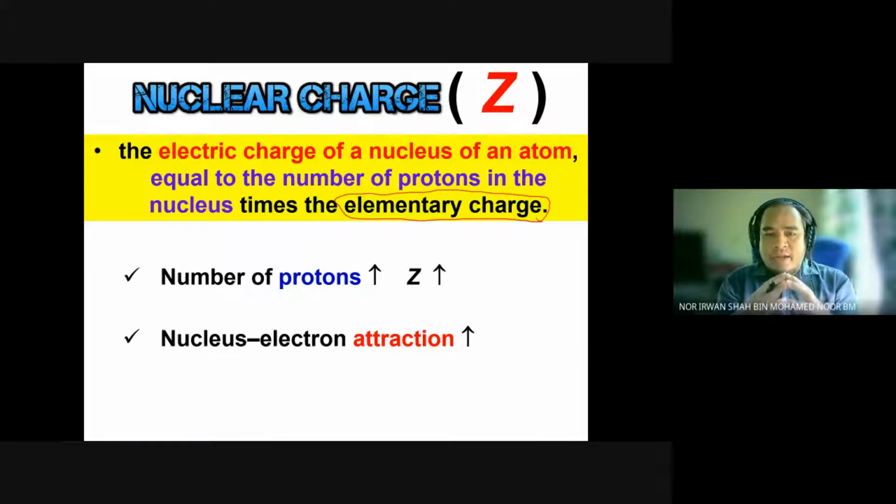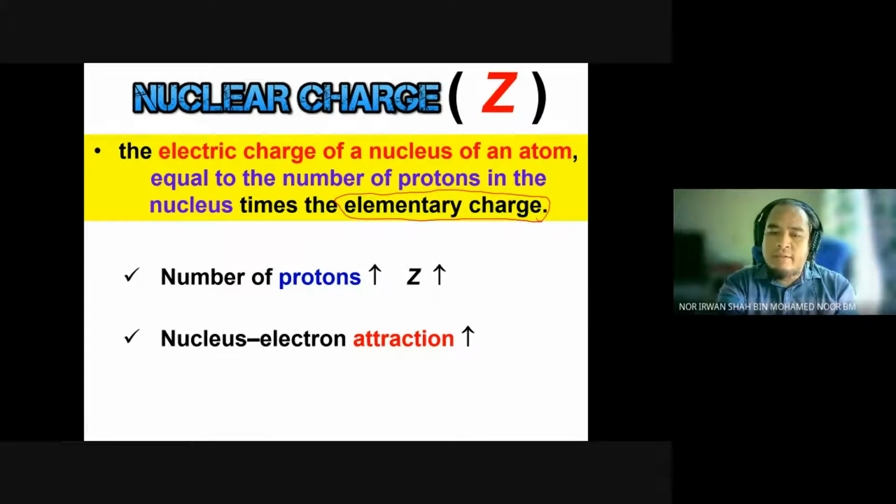An atom, regardless of how many electrons it has, all of these electrons are being pulled by the nucleus, akan ditarik oleh nucleus. Jadi sekarang ni, untuk apa yang Z ni menunjukkan pada kita, nuclear charge ni, macam ni tau, the higher the value of Z, ataupun nuclear charge ni, so dia akan menunjukkan the electrons are being pulled stronger. Ataupun kita katakan the attraction between the nucleus and the electrons are stronger. So itu yang ditunjukkan oleh this value of Z.